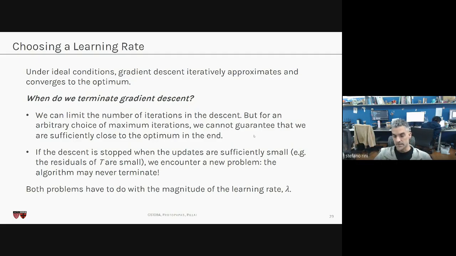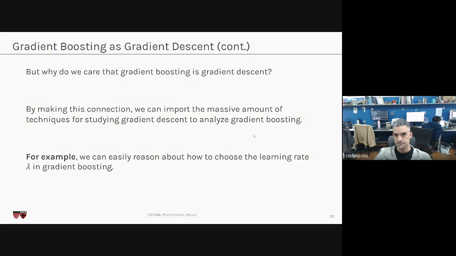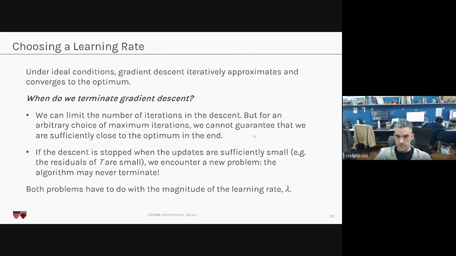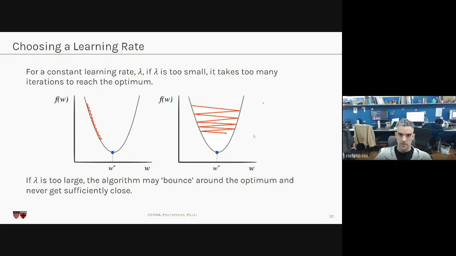Both problems have to do with the magnitude of the learning rate lambda. If lambda is very small, then you're proceeding very slowly. You're going straight for the minimum, but it's taking you half an eternity. Or you can choose lambda to be very large. In that case, you keep bouncing back and forth across the function, because you have a step so large that your updates will always keep you bounded away from your minimum.